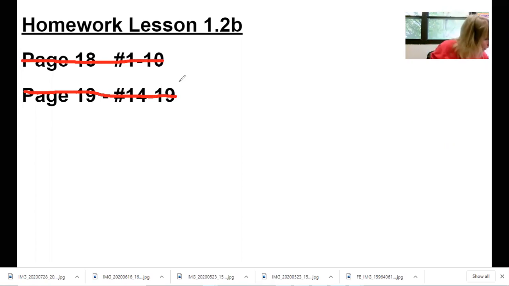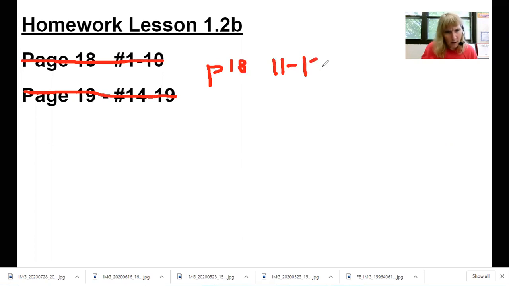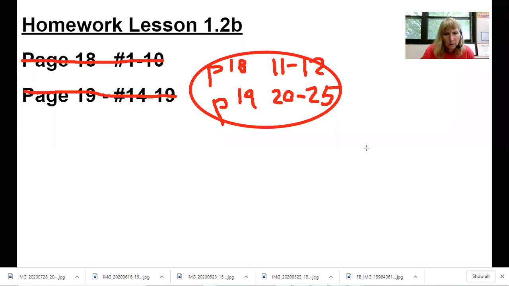The real thing I wanted you to do for lesson 1.2b is page 18, but only problems numbers 11 and 12. I'll have to change this on the slide. 11 through 12, and I wanted you to do page 19, numbers 20, 21, 22, 23, 24, 25. So numbers 20 through 25. So this is the correct homework. Let me just circle that. That's what you're to do, okay?